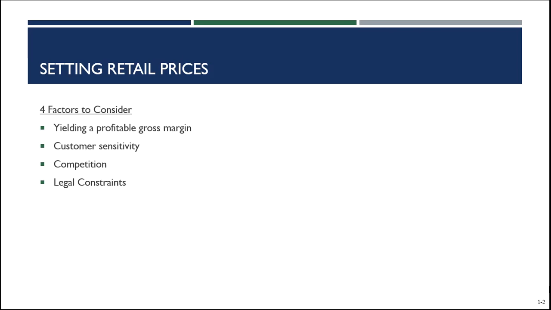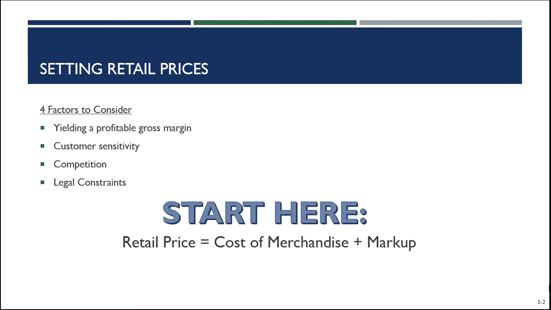And at the end of chapter 14, we'll talk about some of the legal constraints that the federal, state, and local governments put on pricing retail merchandise. So most retailers are going to set their price by marking up an item's cost and then adjust it based on the other factors. So we're going to start pretty basic here and talk about setting price on the basis of the cost of the merchandise. And then we'll talk about, at the end of this lecture, how we factor in sensitivity and competition and legal constraints.